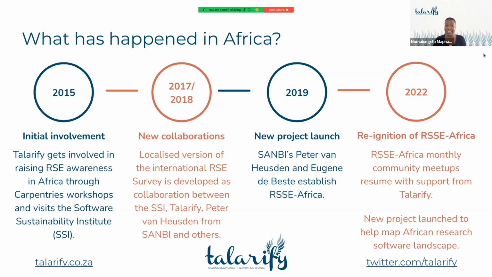In 2017 and 2018, we formed new collaborations with Peter van Houston at SANBI, and we also continued the work with the SSI. And then in 2019, Peter van Houston and Eugene de Beste started RSCC Africa, which I'm going to talk about later on in the presentation as well. And this year in 2022, Clarify helped to reignite RSCC Africa.